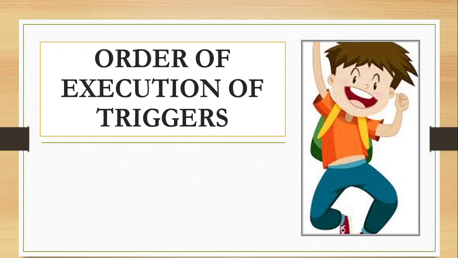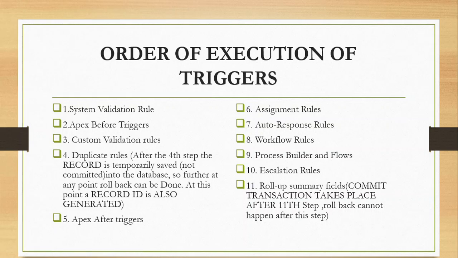What is the order of execution in Salesforce? The order of execution of a Salesforce trigger is: system validation rules, Apex before triggers, custom validation rules, duplicate rules, Apex after triggers, assignment rules, auto-response rules, workflow rules, process builder and flows, escalation rules, roll-up summary fields, and then the commit transaction takes place.